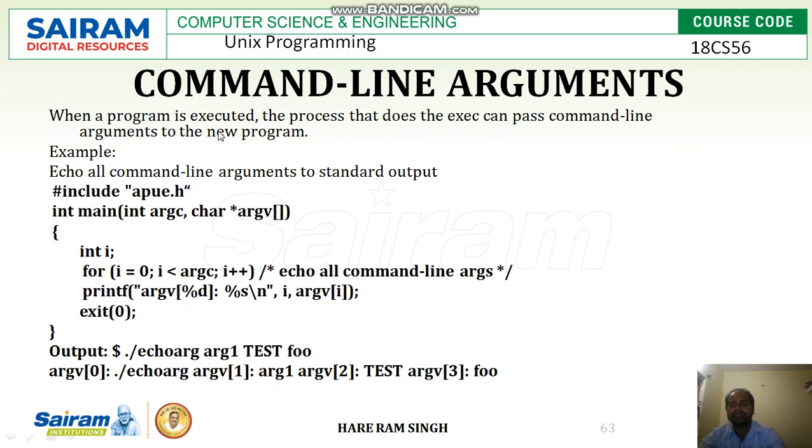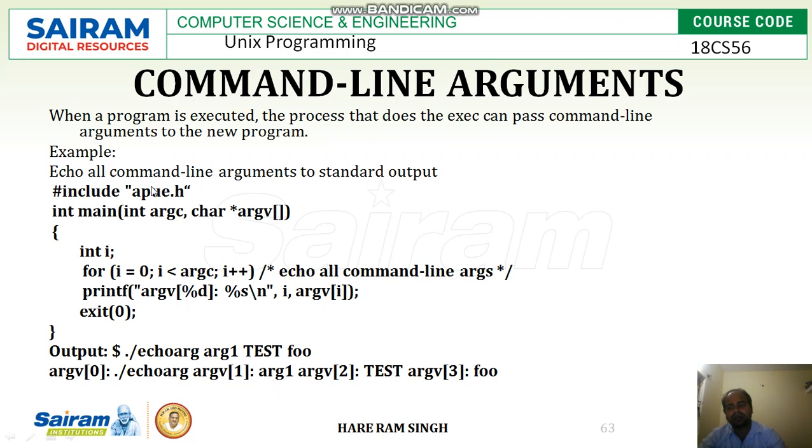Using the main function, we can send command line arguments. When a C program is executed, the process that does the execute can pass command line arguments to the new program. Using the command line, we can send some arguments to the program.